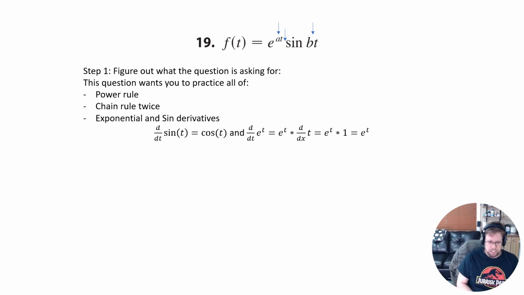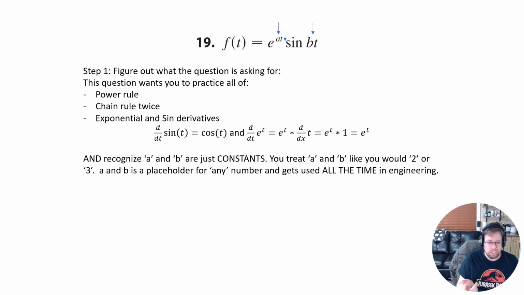The derivative of sine of t is just cos of t, and the derivative of e to the t, after these steps here, becomes just e to the t. So it also wants you to recognize that a and b are just constants. They are just stand-ins for any number.